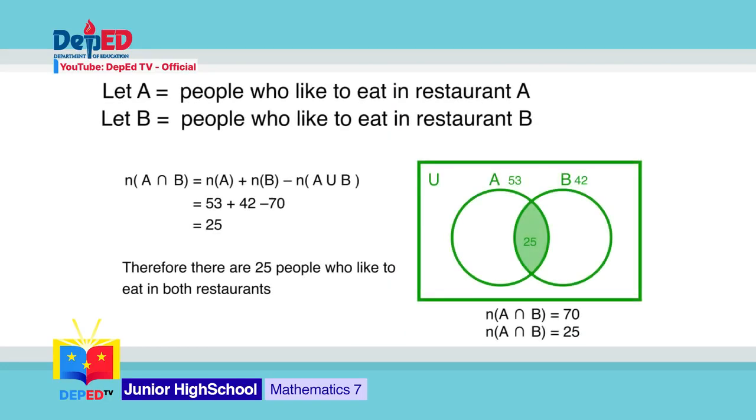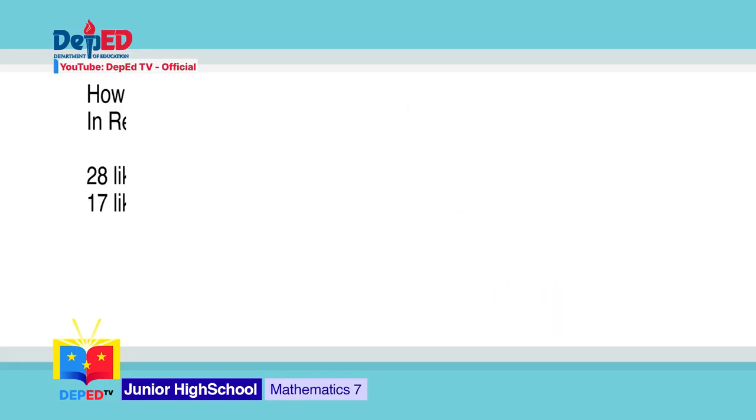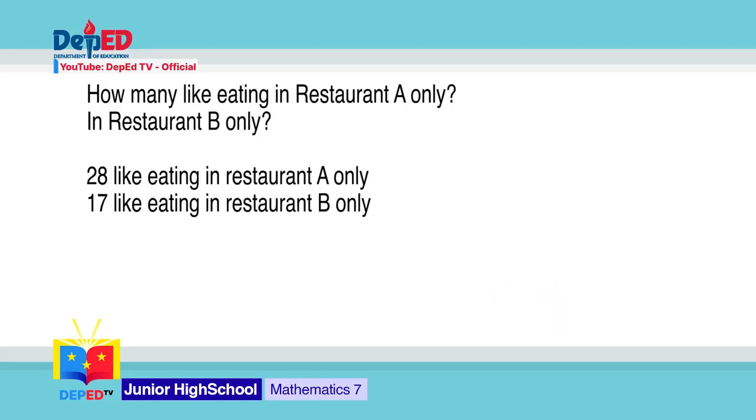So, for the first question, how many like eating in both restaurant A and restaurant B? What is your answer? Correct! The answer is 25. This means that 25 of the 70 residents in Barangay General P. Santos like eating in both restaurant A and restaurant B. Perfect! 28 of the 70 residents like eating in restaurant A only, while 17 out of 70 like eating in restaurant B only.